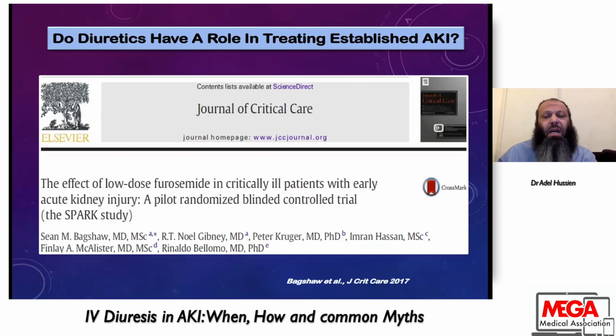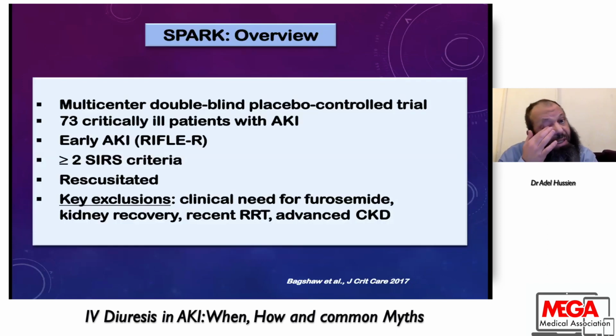This was a randomized controlled study. It was multi-center and double-blinded. They included 73 critically ill patients with early AKI who had 2 or more of the SIRS criteria. They were resuscitated with fluids, and the exclusion criteria were a clinical need for furosemide, kidney recovery, recent RRT, and advanced CKD.